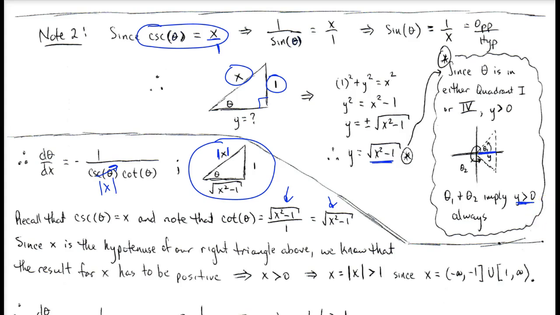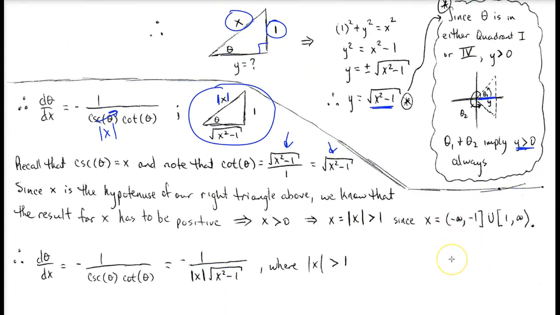Okay, and of course, here I'm just noting again what I was stating, that since this is the hypotenuse of a right triangle here, x has to always be positive, and in particular it's going to have to be always greater than 1 in this case. So when we put everything together, cosecant of theta is just the absolute value of x, cotangent theta is just the square root of x squared minus 1, and of course we know the negative has to be there from the implicit differentiation.